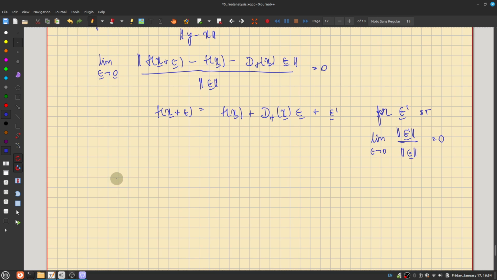Now let us look at, suppose I have h of x, which is g of f of x, and I want to derive an expression for the derivative of h of x. So let me take a point x and look at a small neighborhood around it. So let's look at h of x plus epsilon, which is nothing but g of f of x plus epsilon.